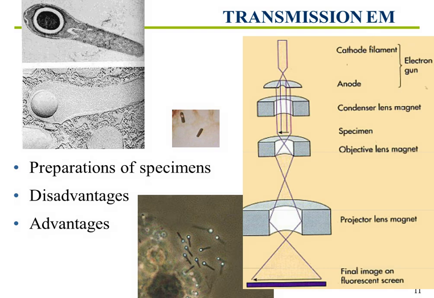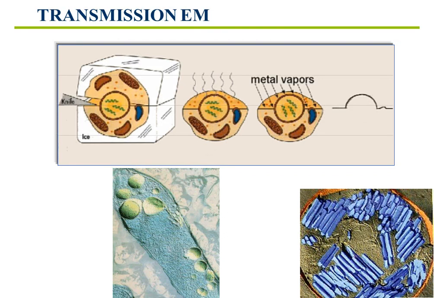Okay, so let's go to, let's see, I think I got a couple of pictures here. Here's what's called freeze etching of a specimen, and then it's covered with metal vapors, giving you a kind of shadow, which you see on the far right.